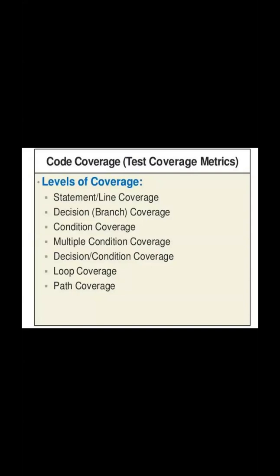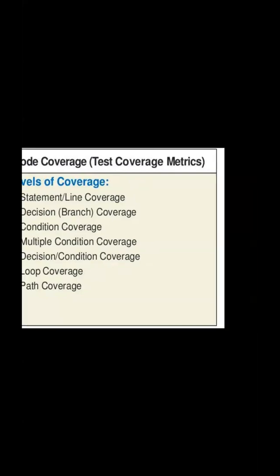So here, by using the control flow graph, we can check the code coverage as well as test coverage metrics. By making use of the control flow graph, it can cover statement and line coverage. Each and every line of your project can be tested. As well as we can check the decision and branching statements. We can check the condition, as well as multiple condition coverage. Decision and condition coverage can be tested. Loop coverage as well as path coverage can be tested.